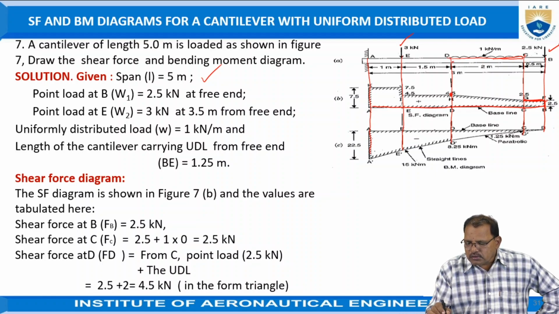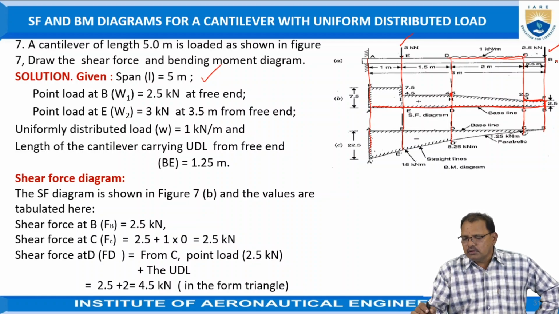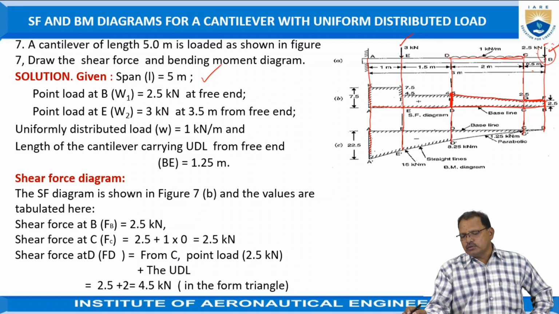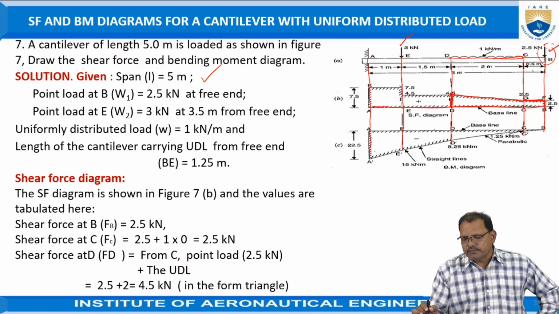At D point, the total unbalanced force is equal to the 2.5 kilonewtons already acting as the point load, plus 1 kilonewton per meter for the length of 2 meters. The total load is equal to 1 into 2, that is 2. Here it is 2 plus 2.5, total 4.5. Just take 4.5 and join the points by using straight lines. Since uniformly distributed load is acting on it, it will follow the straight line law.